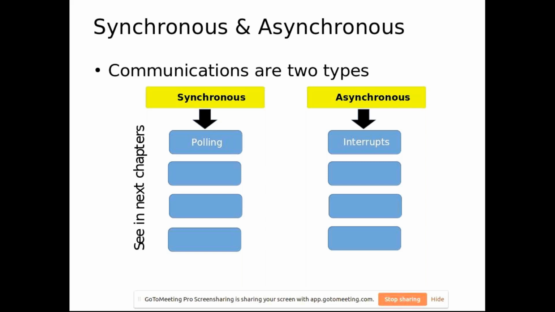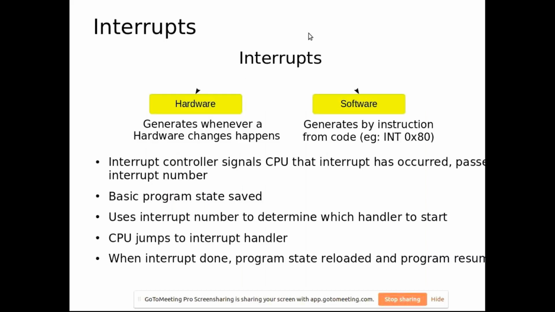Interrupts signal the CPU that an interrupt has occurred, and pass an interrupt number. We have different interrupt numbers in the kernel, like hyphen 9 8 up to various numbers. We can use that number to generate the signal and do some processing. Basically, the program state is saved, and the interrupt number is used to determine which handler to start. Then the CPU jumps to the interrupt handler. When the interrupt is done, the program state is reloaded and the program resumes. That is the main action performed in case of an interrupt.